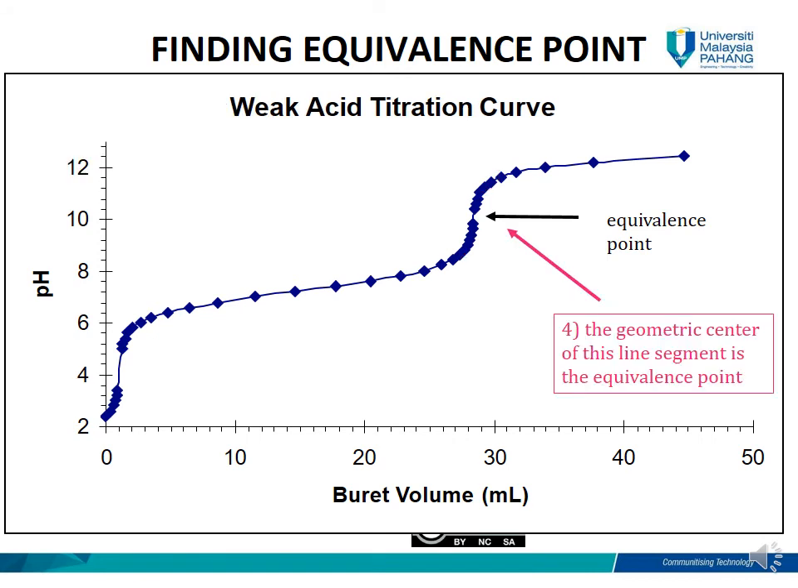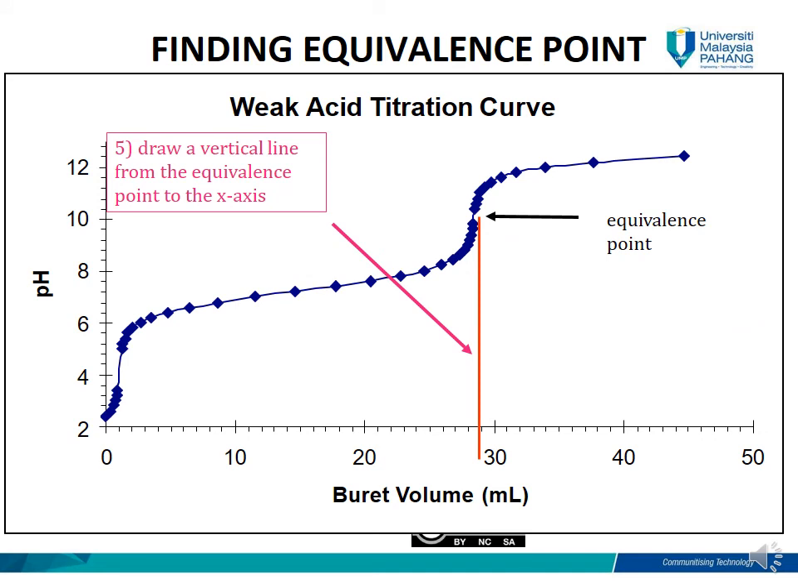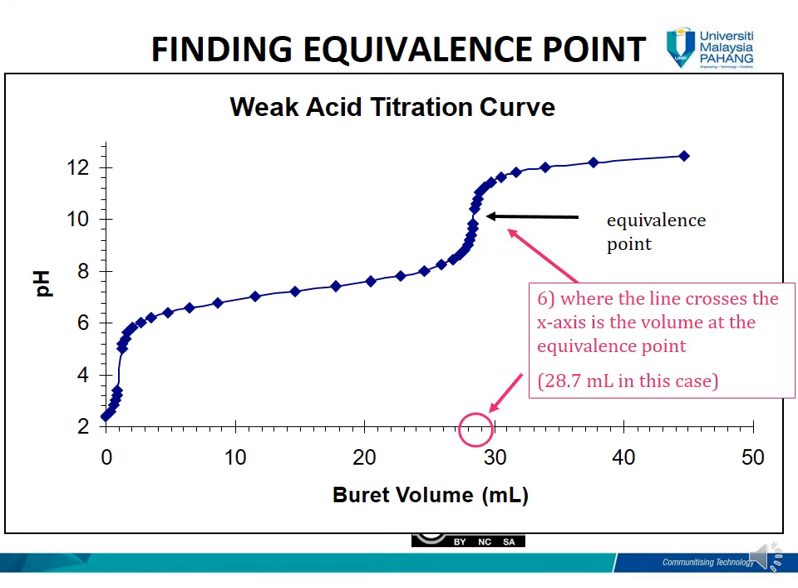Next, where the line from the two intersections crosses the line that we found here, that is your equivalent point. The fifth step is to draw a vertical line from the equivalent point to the x-axis. Next, where the line crosses the x-axis is the volume at the equivalent point. So here we can estimate that it is 28.7 milliliters in this case.